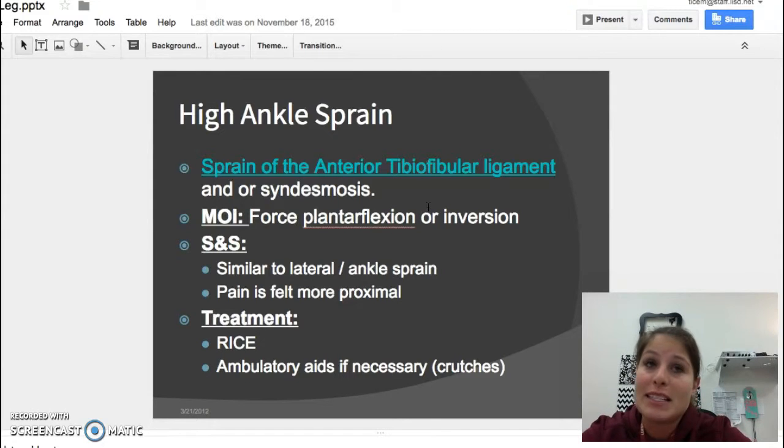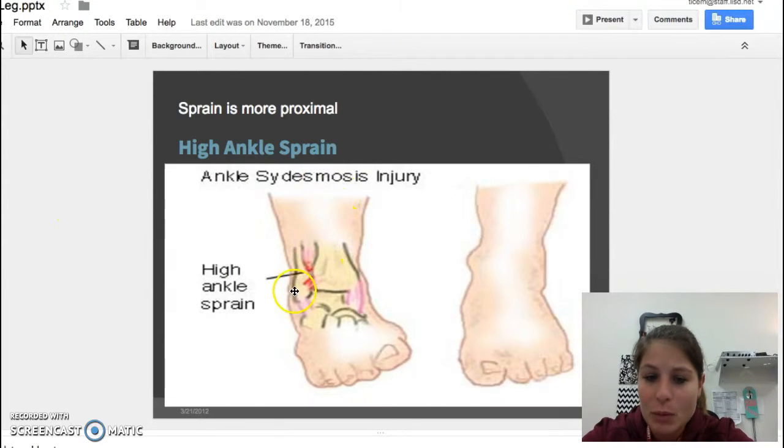Your treatment's going to be the same as a regular ankle sprain, but you might see that sometimes these take a little bit longer to heal. So looking at our picture, we're dealing up here with the tibia and the fibula connection instead of down here with the talus and the fibula, or the talus and the tibia. We're just a little bit more proximal. And that was the last of our ligament injuries.